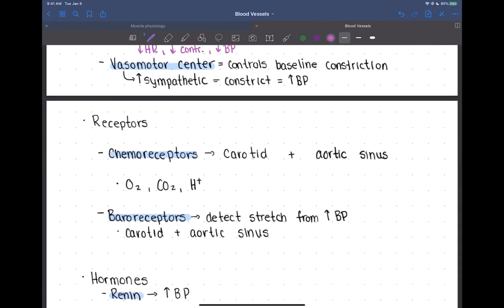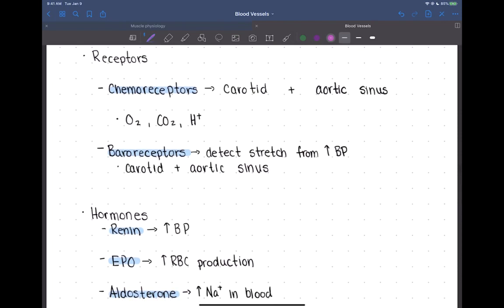All right, so receptors, you need receptors everywhere, right? They're going to detect the needs of the tissues, your brain, that kind of thing. They're also going to detect, we'll see, pressure, so we can help to maintain that homeostasis of pressure. So first, let's talk about chemoreceptors. So chemo, meaning that they detect different chemical signals.